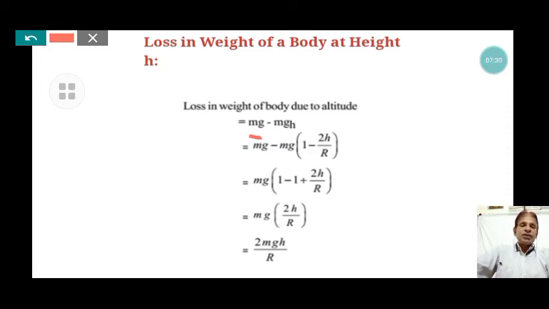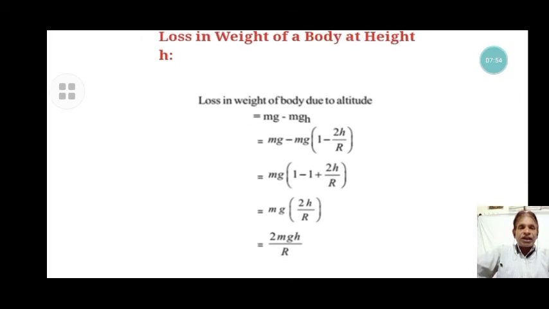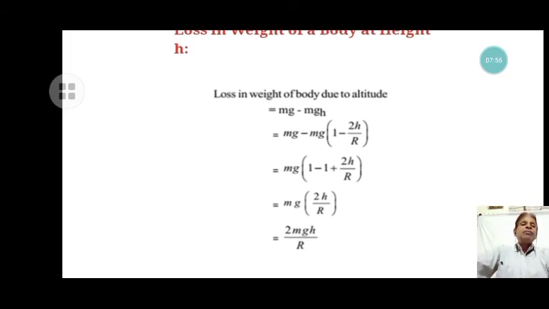Here gh is equal to g into 1 by twice h by r. Putting the value, taking mgh common, we get 1 minus 1 plus twice h by r, and cancelling the 1 minus 1, we get mg into twice h by r. H is the height of the place above the earth's surface.